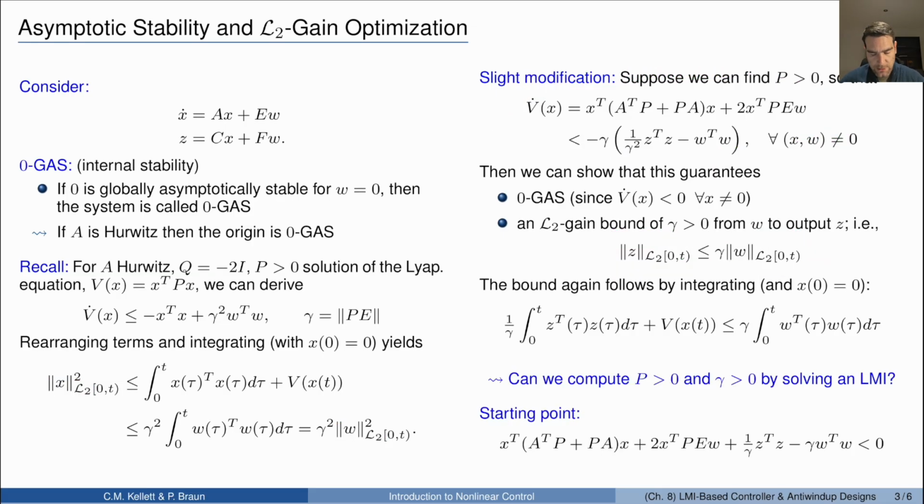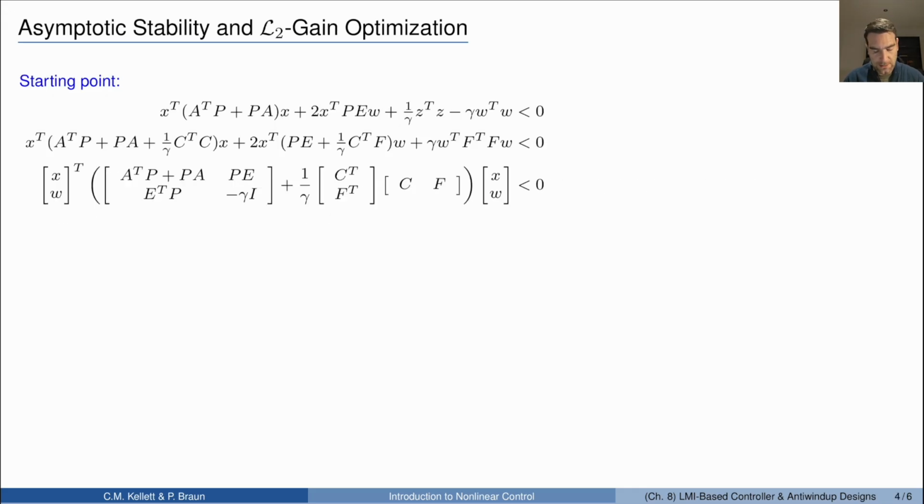So the remaining question would be: can we compute a positive matrix P and a parameter gamma by solving a linear matrix inequality, namely a matrix inequality as visualized here, to establish a bound of this form? For that, we need the tools of linear matrix inequalities and being able to solve these linear matrix inequalities.